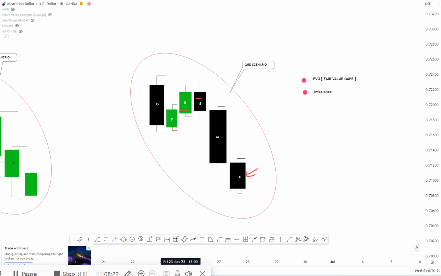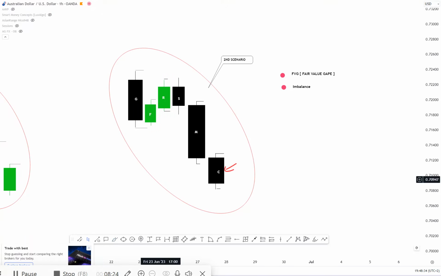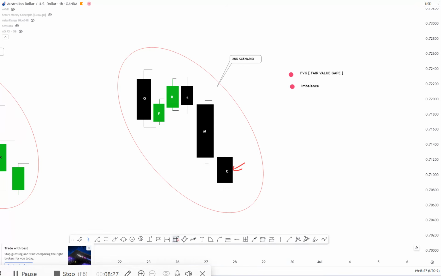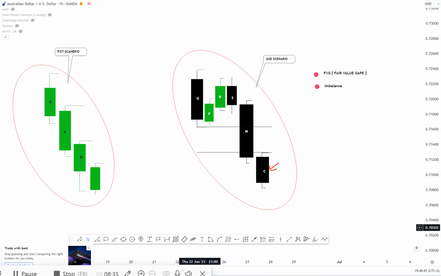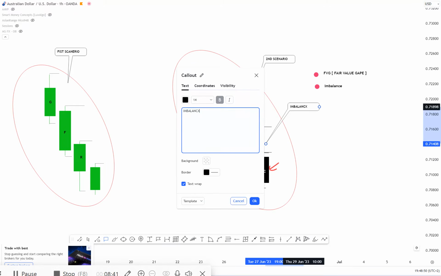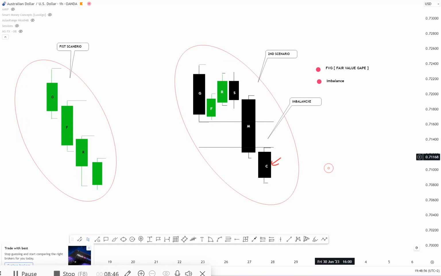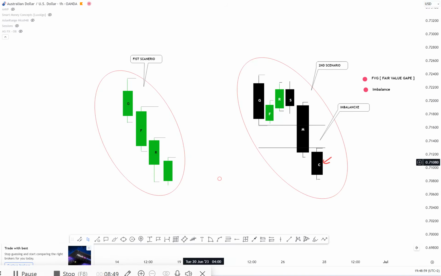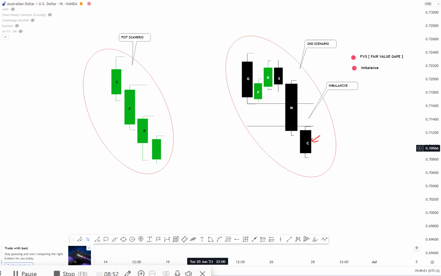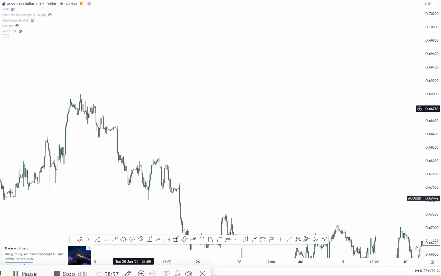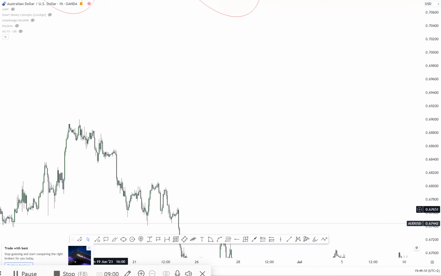If you see that kind of structure in your chart, you need to find the imbalance like this. You need to take the low from this point and the high will be this point, so that whole area will be your imbalance. In that case, this will be your imbalance. So I hope how to find the imbalance is clear for everyone. Let me move on to the chart so we can discuss the same thing there as well.